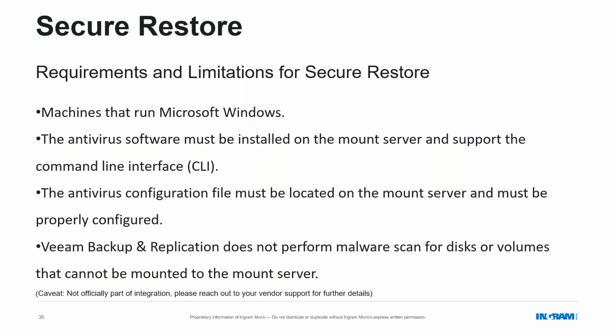In order for us to do this, a machine has to be running on Microsoft Windows. An antivirus software that you would like to use must be installed on the mount server as well and support activation through command line interface. And a configuration file, which is antivirusinfos.xml that I was talking about earlier, must be located on the mount server and must be properly configured also. And please consider that Veeam does not perform malware scans for disks or volumes that cannot be mounted on the mount server itself.